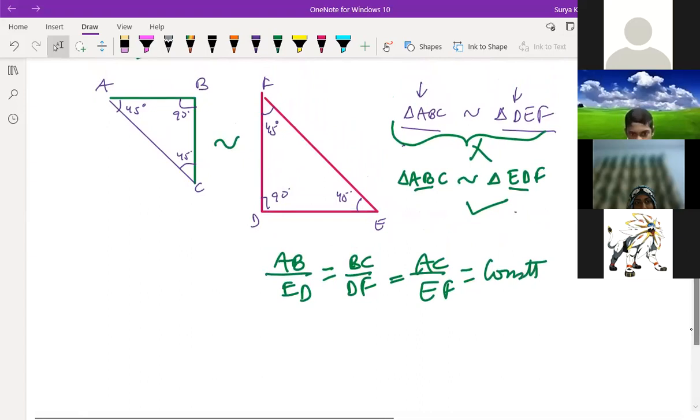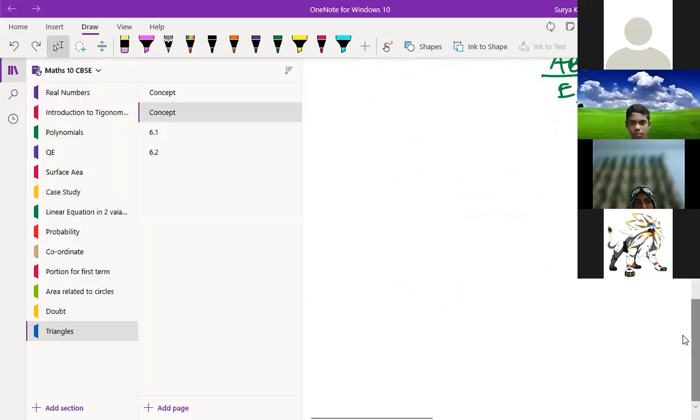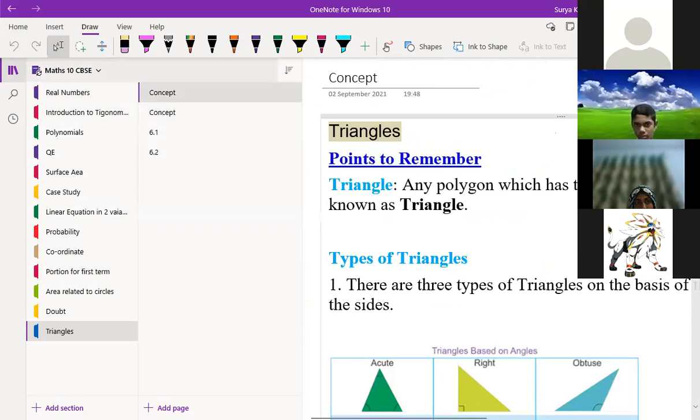Yes. Next question I'll ask you. One more triangle here. Or leave this part, we just move directly to the exercise now. Or you see the concepts once again.